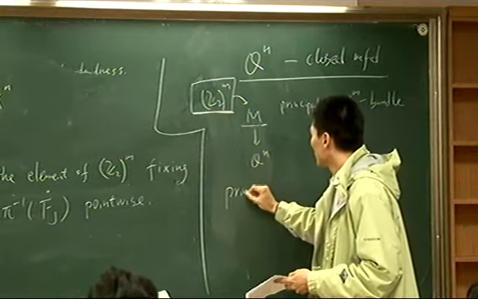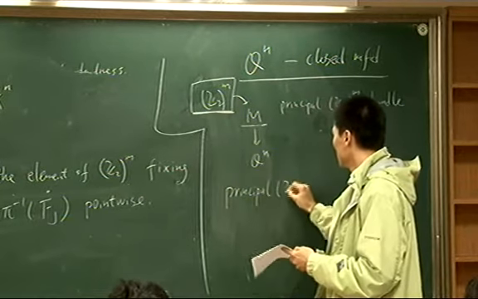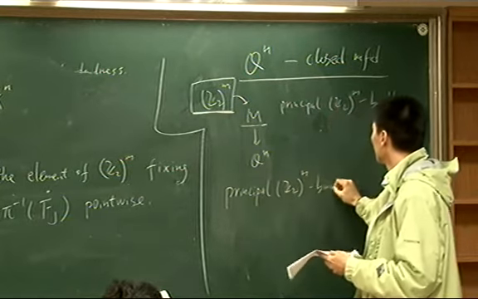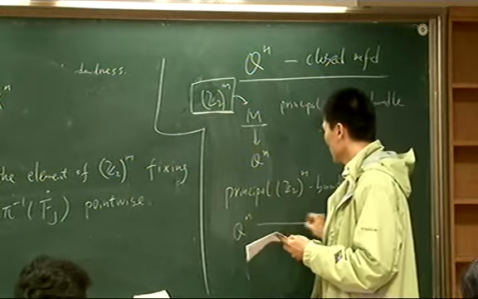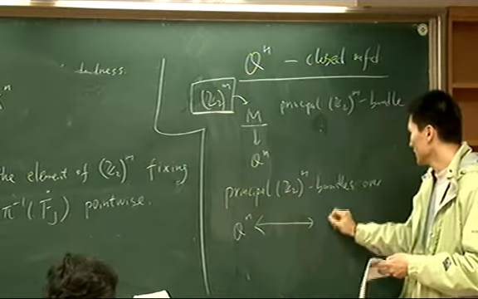So recall that principal Z2^m bundles over Qn can be identified with this.